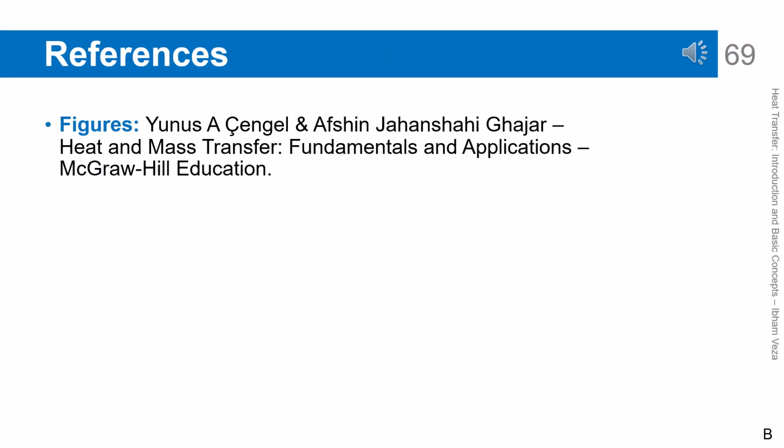References. The reference list shows the main sources used for the lecture material. The book by Chingle and Gajar is one of the standard references in the field of heat transfer. This reference ensures that the presented material has a strong scientific foundation. Using credible sources is very important in engineering education. It also makes it easier for students to study the material further on their own.